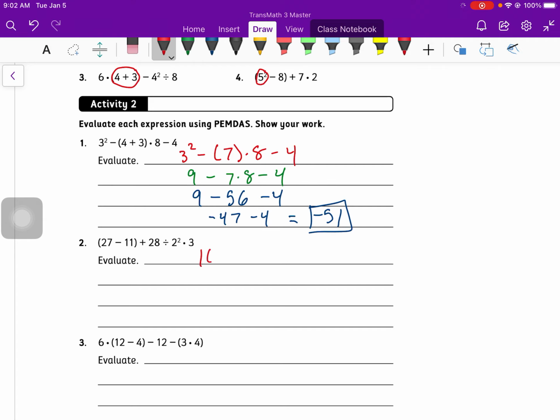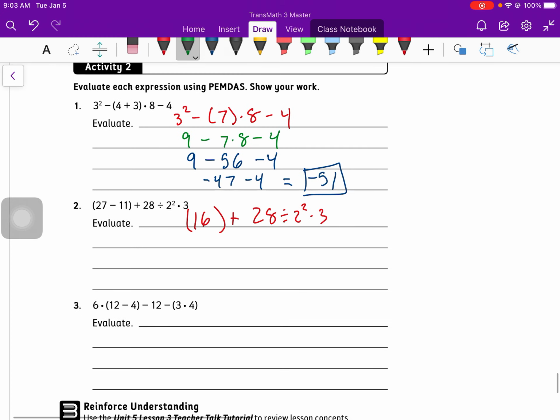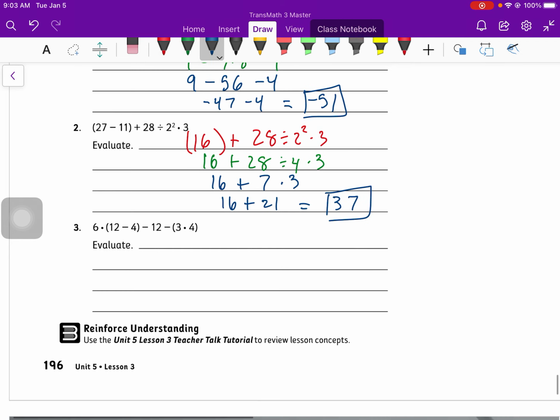For number 2, I have to do the parentheses first. So that's 16 plus 28 divided by 2 squared times 3. Next I have to do the exponents. I don't like this set of exponents, but I don't really get a choice in that matter. Next I have to do multiplication and division from left to right. So 28 divided by 4 is 7 times 3. 7 times 3 is 21. So together I get 37 for an answer.